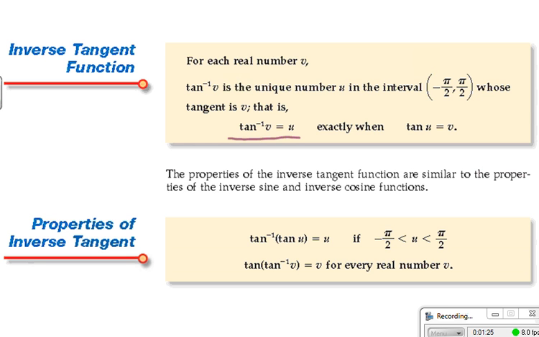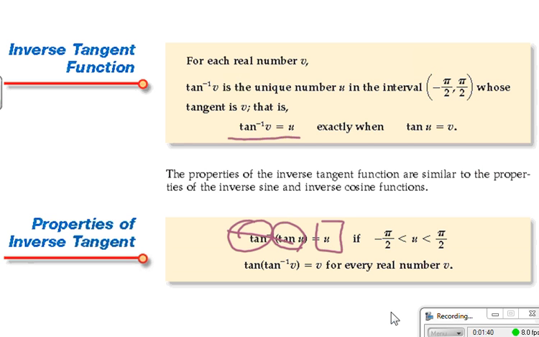The inverse of tan of tan u equals u, because if you've got the inverse of a function and the function, those are going to cancel, leaving just the variable or the value. And that's if and only if u is between negative pi over 2 and pi over 2. So that's what you need to remember.